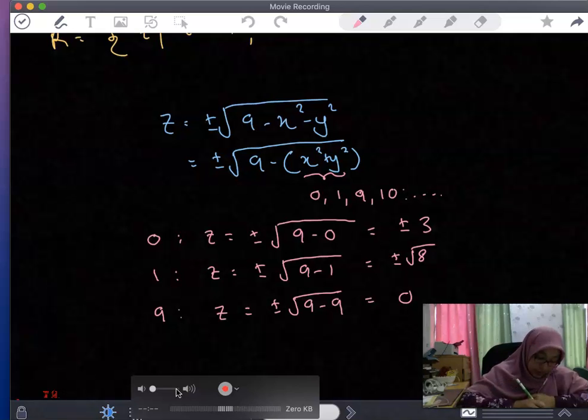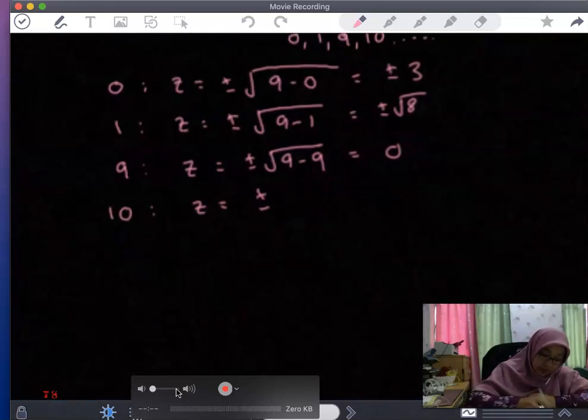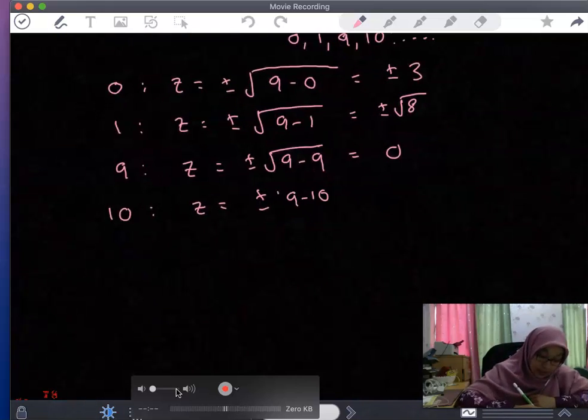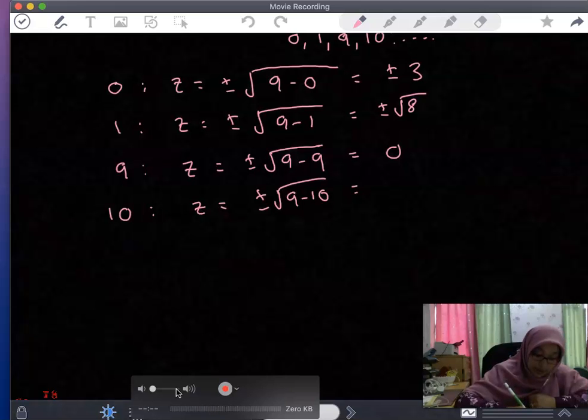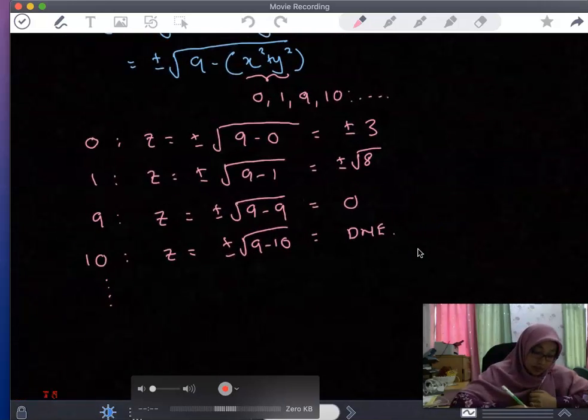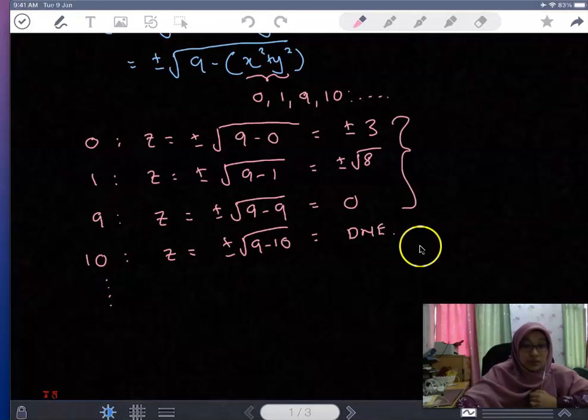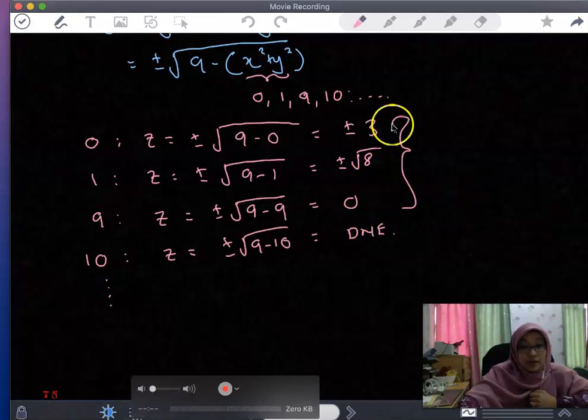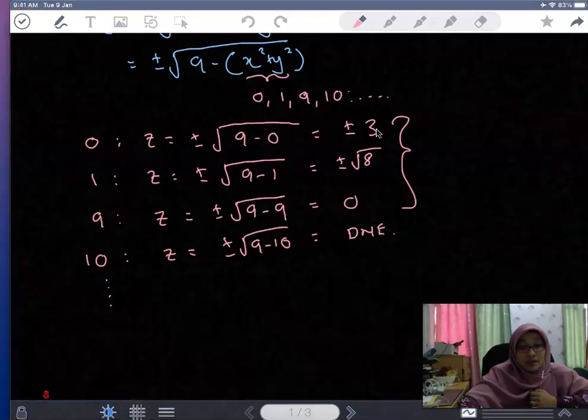Okay, and if we put 10, Z equals plus minus square root of 9 minus 10. So what's the outcome? Plus minus, and the value does not exist. Similarly, if you increase the value in the bracket, you keep getting a value that does not exist. Because Z must be a real number, we just focus on the real values that we have. So you can see that the smallest Z is 0 and the highest is plus minus 3.